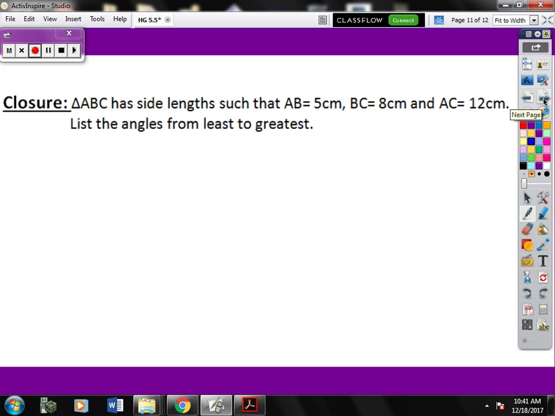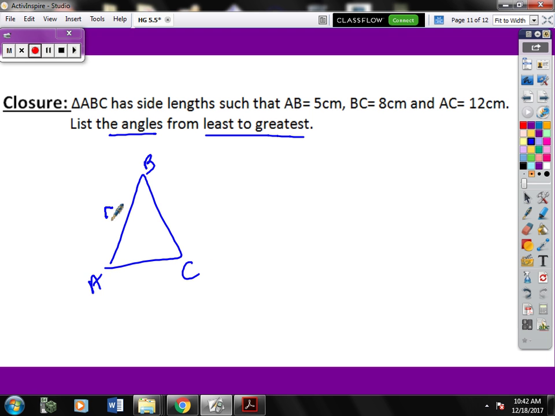All right, the closure says triangle ABC has side lengths such that AB is 5, BC is 8, and AC is 12. List the angles from least to greatest. So you may want to sketch a picture when they don't provide one. There are a couple questions on the quiz like this, and it may even have algebra, like angle A is 2x plus 3 and angle B is whatever. You may want to sketch a picture just so that you can interpret what's going on.